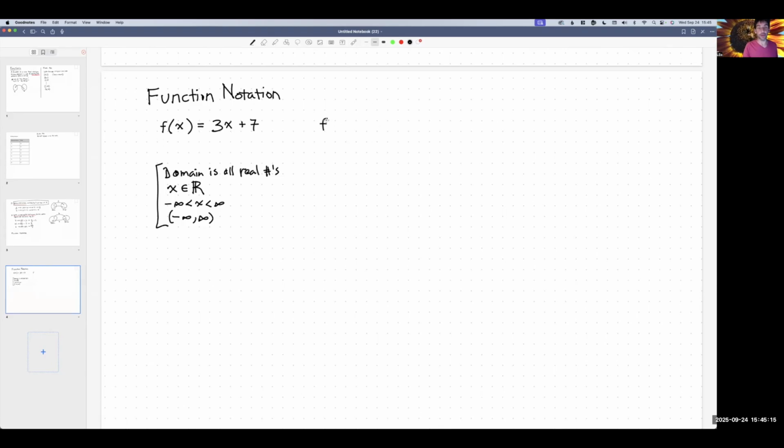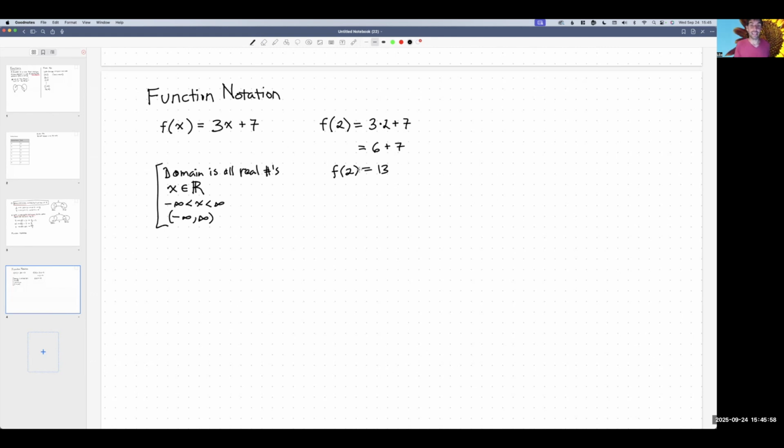If I wanted to evaluate this function, that's the language we use when we take an input and find out what its value is, what the value of the function is when we put that input into it. We evaluate the function. So we would say f of 2 is going to be 3 times 2 plus 7. Then we could write 3 times 2 is 6, plus 7 is 13. So we end up with f of 2 is equal to 13.